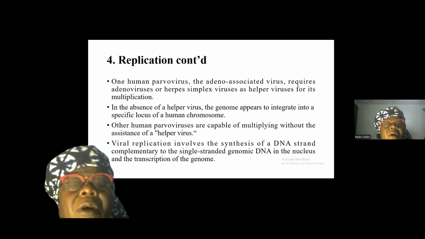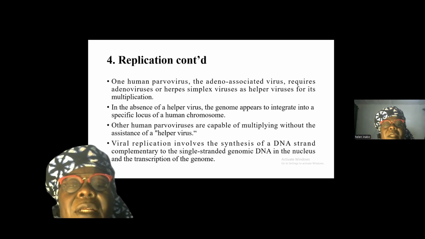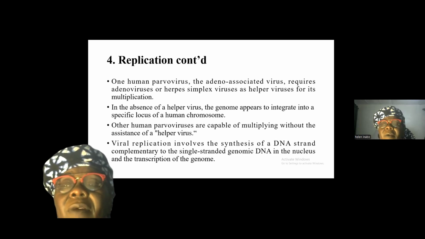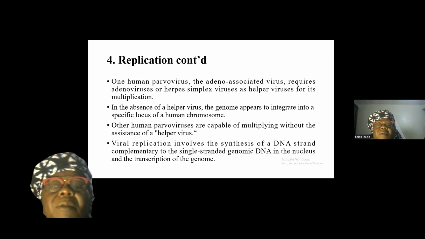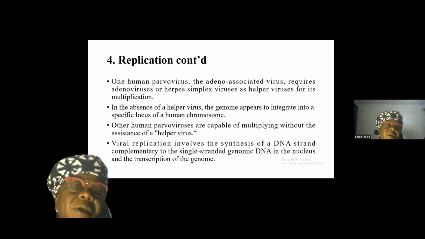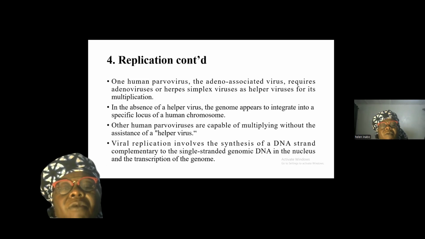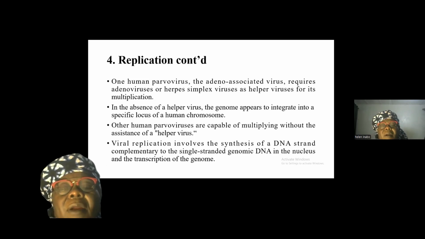Still on replication or multiplication of DNA viruses, one human parvovirus, the adeno-associated virus, requires helper viruses for multiplication. In the absence of a helper virus, the genome appears to integrate into a specific locus of a human chromosome. Other human parvoviruses are capable of multiplying without the assistance of helper viruses.